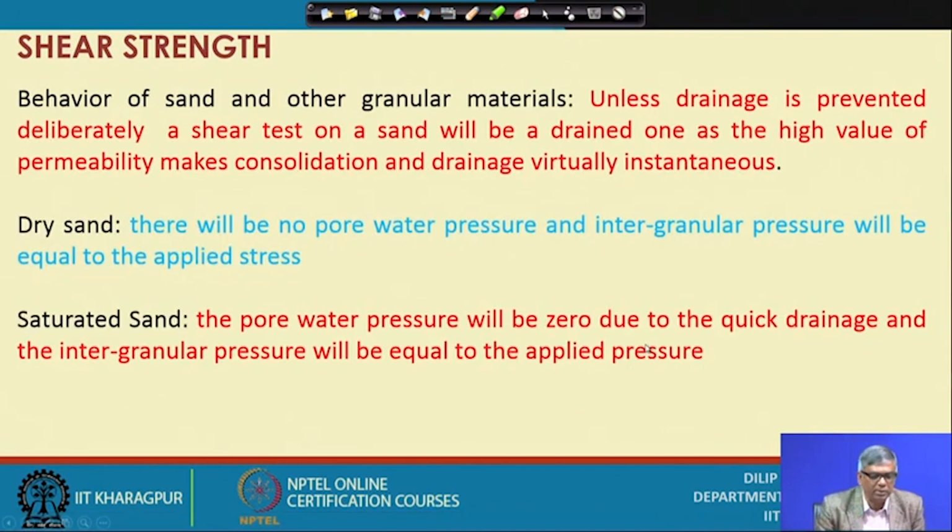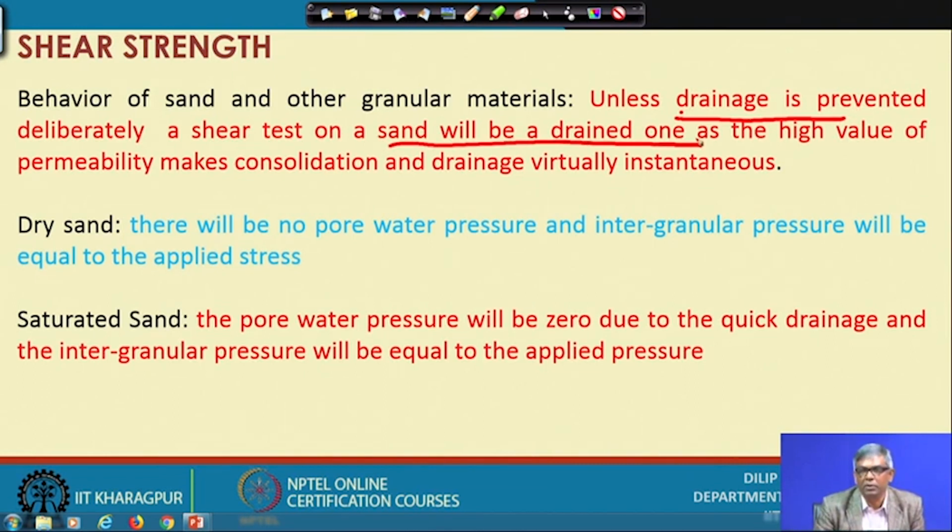This is the behavior of sand and other granular materials under shear. Sand generally will be highly porous and will have high permeability values, so unless drainage is prevented during the test, a shear test on sand will be drained, mainly because of the high permeability of the soil. When you apply the load, if there is a development of pore pressure, it will be immediately dissipated.